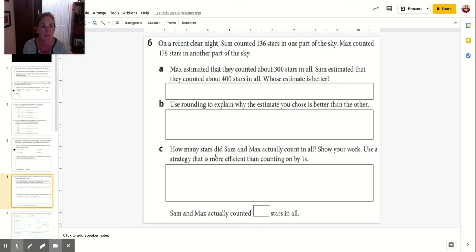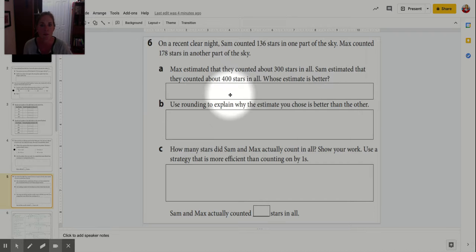And then how many stars did Sam and Max actually count in all? So here you're going to actually do the work. Use a strategy that is more efficient than counting on by ones, because that's a lot of counting. And then you're going to say how many they counted in all right here. So you're actually filling in, I'll get the little highlighter, you're going to say whose estimate is better. Here you're going to explain with rounding why you chose that answer. Here you're going to do the actual problem, and here you're going to put the answer.